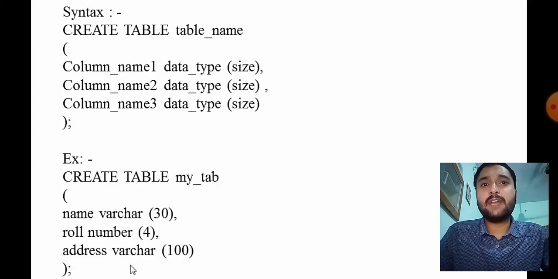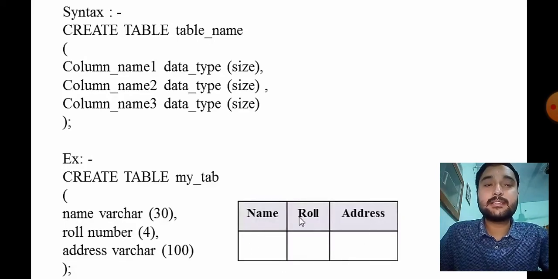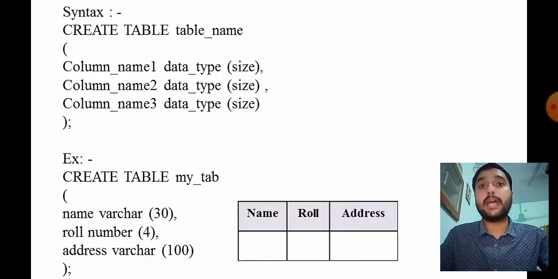After that we have closed the braces and added the semicolon, which means we are going to end our statement. So the table looks like this: name, roll number and address. We can enter the data inside it, the name and their roll number and their respective address. While creating the table, we can also add some constraints inside the table.